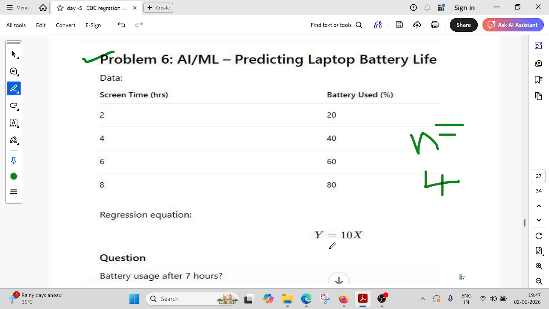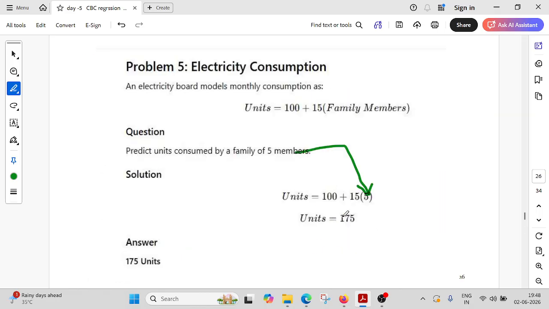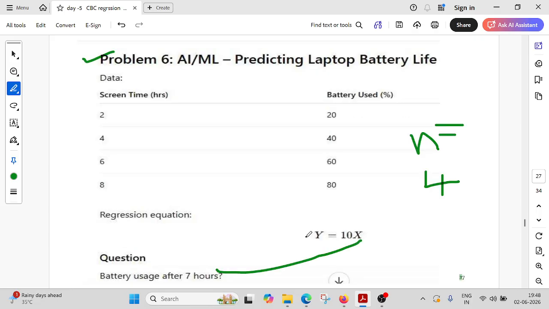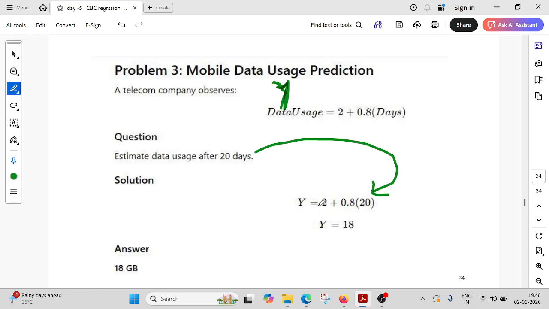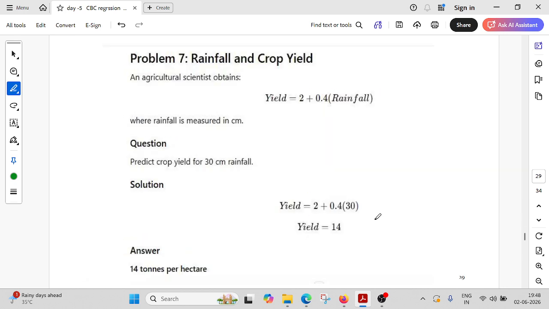The question is y equals 10x only. That means A is not there, only B into X is given. Battery usage after 7 hours, they have given in the question. You substitute this X value here and you get the answer. Don't think the regression equation will always be y equals a plus bx. Sometimes the a value also becomes 0, and nothing will be there. So this is the answer.